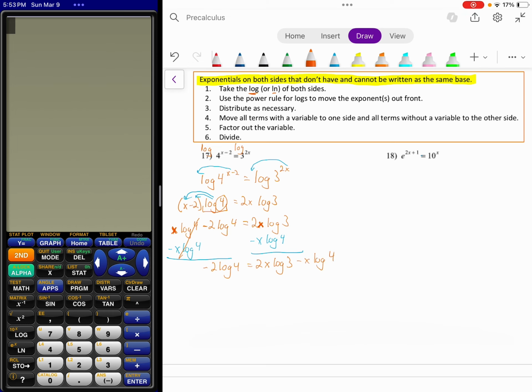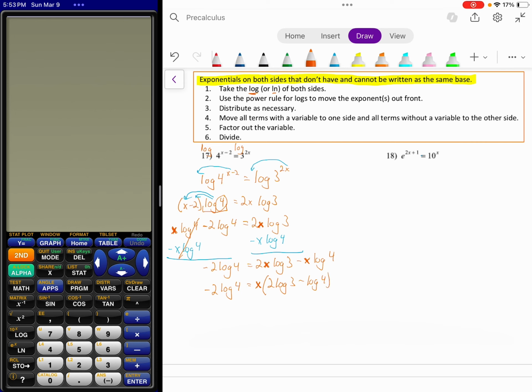All right, so we did step 4. We moved all terms with a variable to one side and all terms without a variable to the other side. Step 5 is factor out the variable. So the left side is going to stay the same: negative 2 log of 4 equals, we can factor out an x. There was an x in both terms, and that's why they're both on that side. So factor out an x, and we have 2 log of 3 minus log of 4.